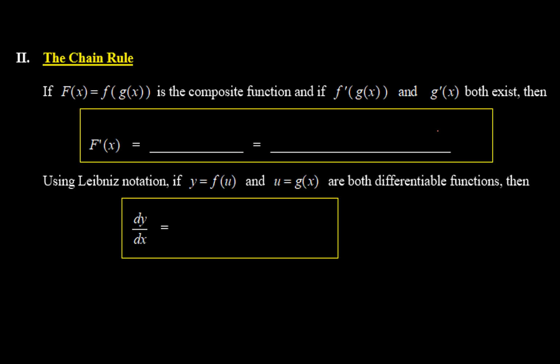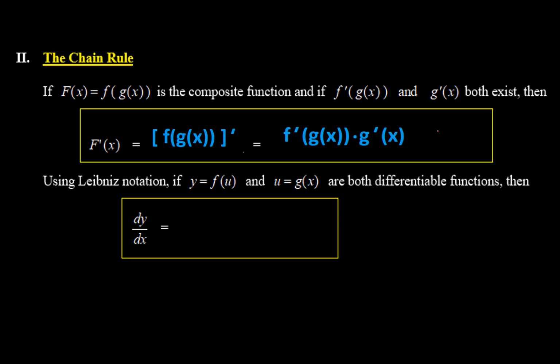So here's the definition for the chain rule. If I define my function as a composite function and both of these derivatives exist, then the derivative is equal to the derivative of the outside function times the derivative of the inside function. An easier form is to think of it as the derivative of f of u equals f prime of u times u prime, where u is equal to a chunk of algebra.